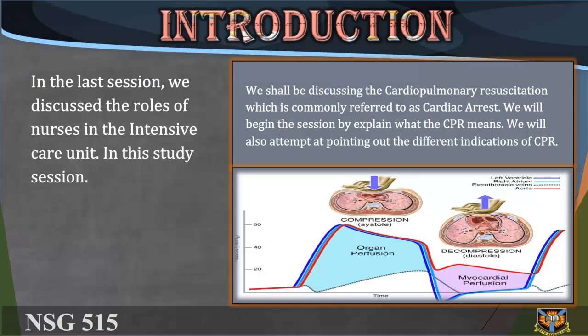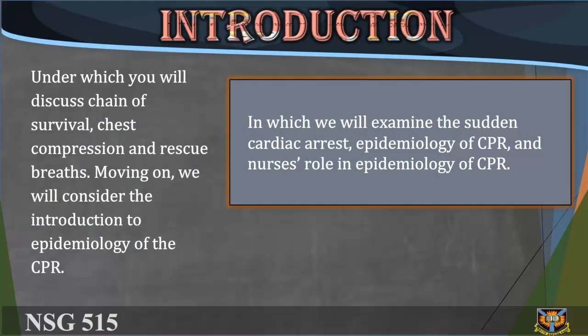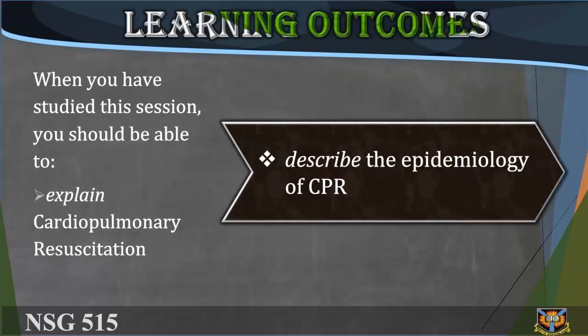You will also attempt at pointing out the different indications of CPR, under which you will discuss chain of survival, chest compression, and rescue breath. Moving on, you will consider the introduction to epidemiology of CPR, in which you will examine sudden cardiac arrest, epidemiology of CPR, and nurses' role in epidemiology of CPR. Learning outcomes. When you have studied this section, you should be able to explain cardiopulmonary resuscitation and describe the epidemiology of CPR.